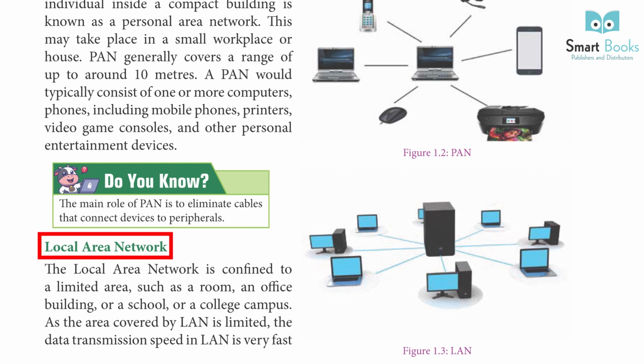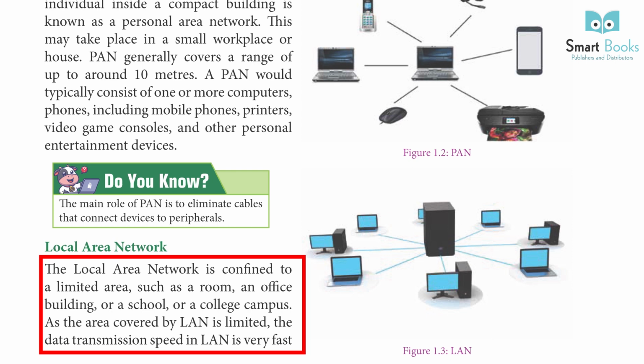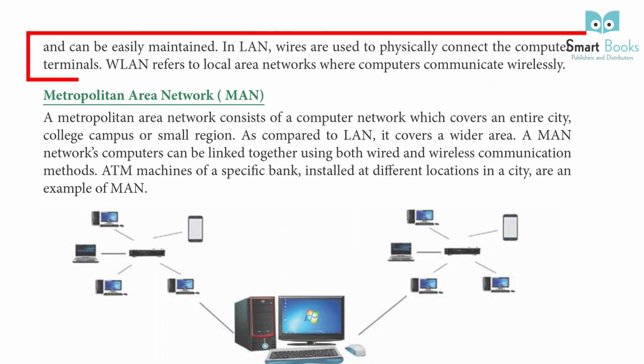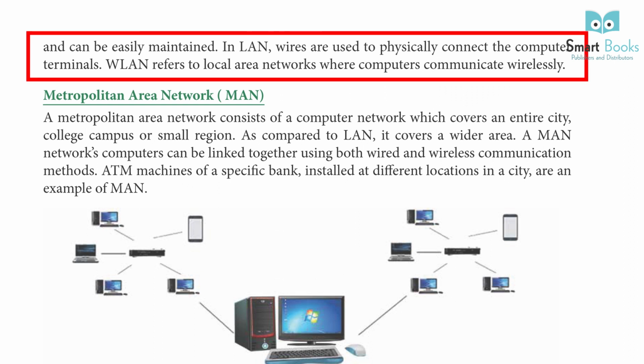Local Area Network. The local area network is confined to a limited area, such as a room, an office building, or a school or a college campus. As the area covered by LAN is limited, the data transmission speed in LAN is very fast and can be easily maintained. In LAN, wires are used to physically connect the computer terminals. WLAN refers to local area networks where computers communicate wirelessly.